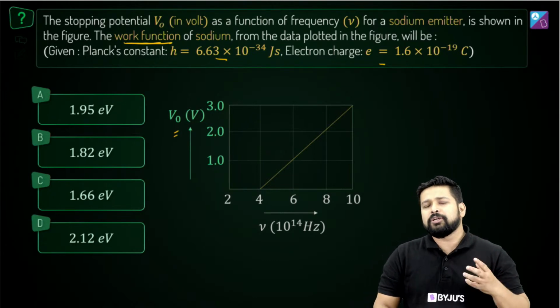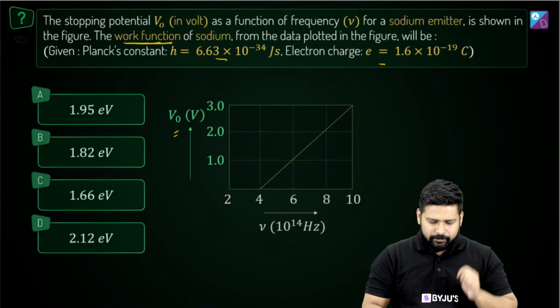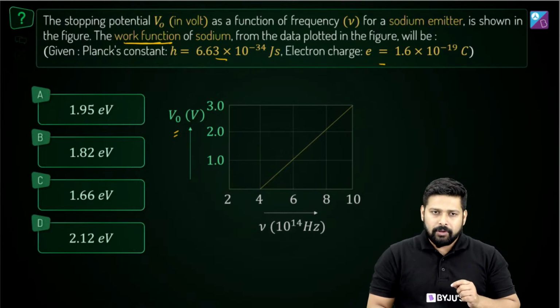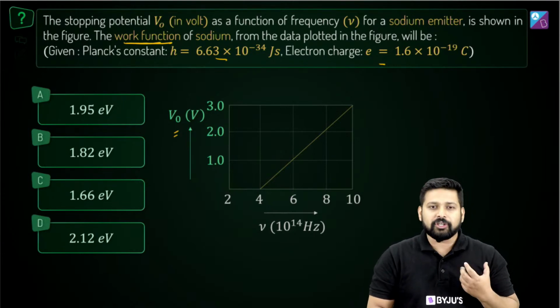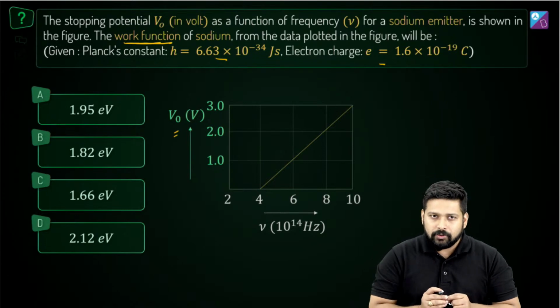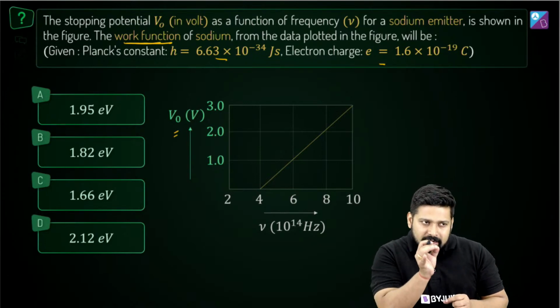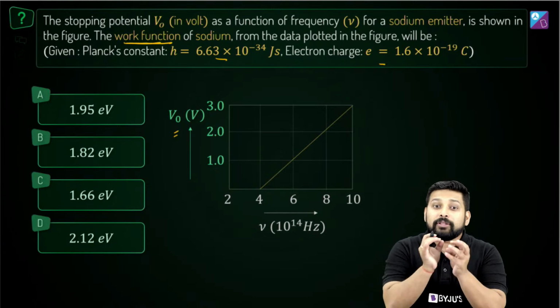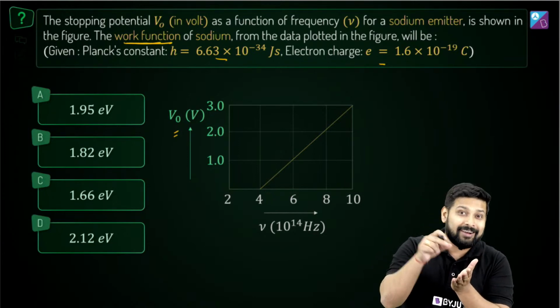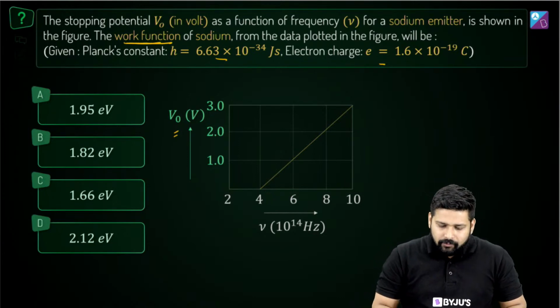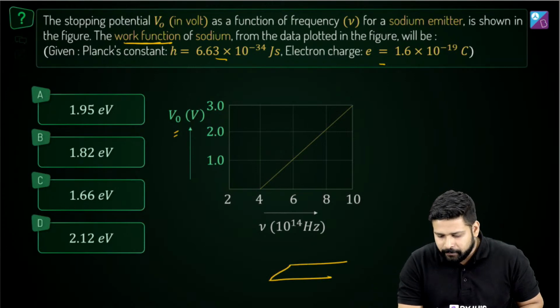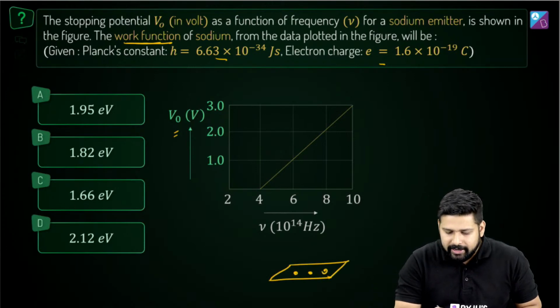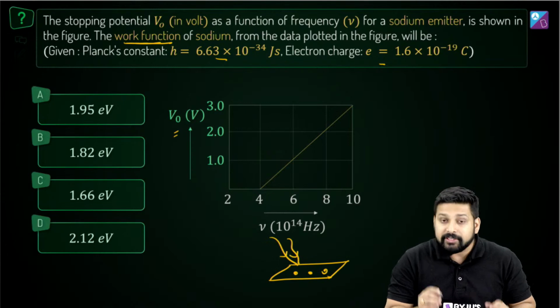Now, the moment you think about work function, what comes to your mind? What is work function? Work function is the minimum energy requirement for the electron to come out of the surface, right? We took a metal surface, electrons were there, and now you are giving some radiation, so photons are coming.